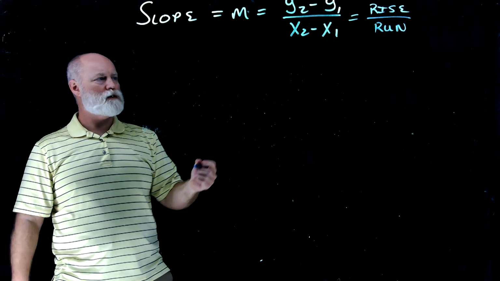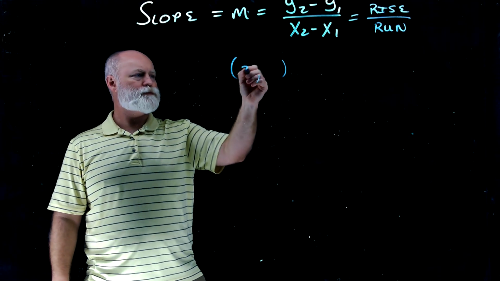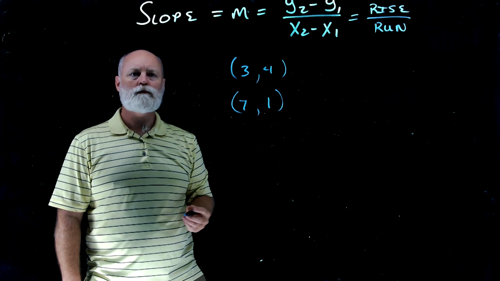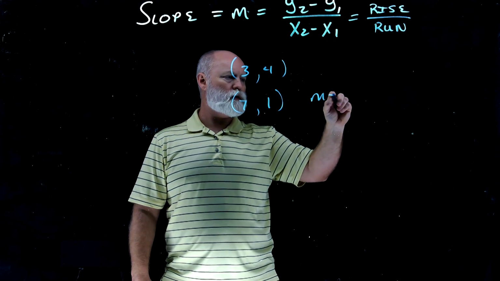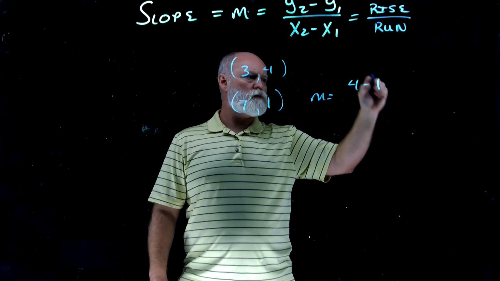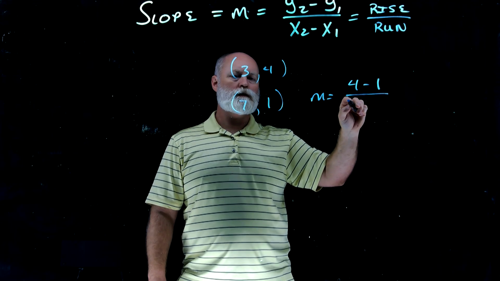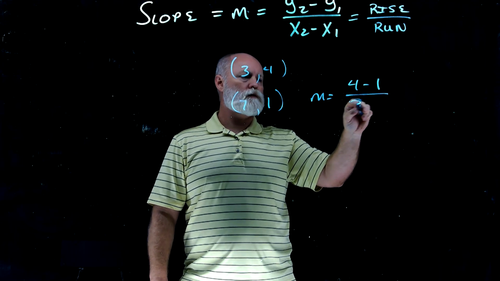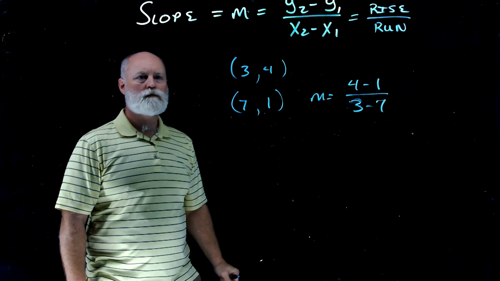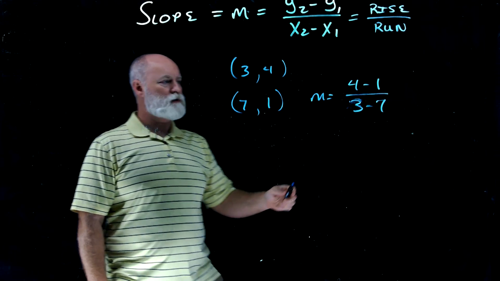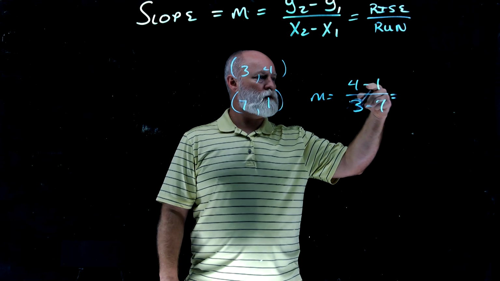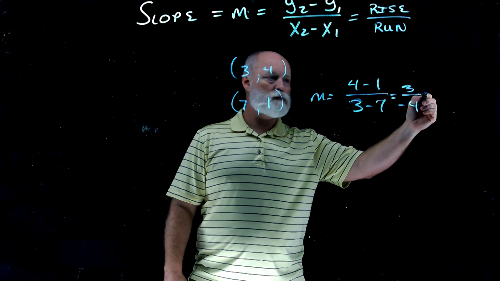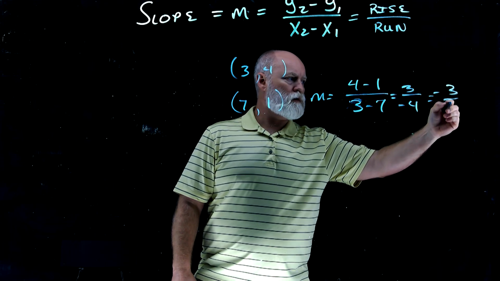And then we even go on and say, well, here are 2 points, (3, 4) and let's say (7, 1). So the slope would be 4 minus 1 over 3 minus 7. So what does that give us? Well, it gives us a 3 on the top and a negative 4 on the bottom. So our slope there would be negative 3 over 4.